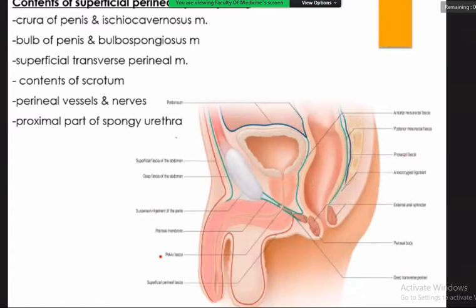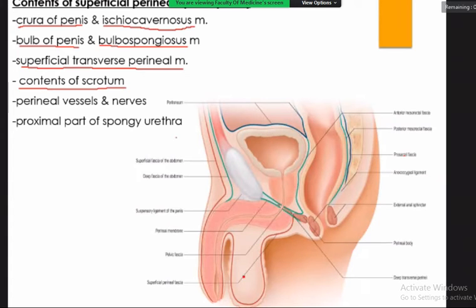Let us look at these contents one by one. The crura of the penis and its associated muscles, the ischiocavernosus, the bulb of the penis and the muscles covering it, the bulbospongiosus. Then we talked of this rather thin muscle, the superficial transverse perineal muscle, similar to what we saw in the deep. We have been seeing the scrotum here covered within this content, and of course the spongy part of the urethra, associated perineal and neurovascular bundle.